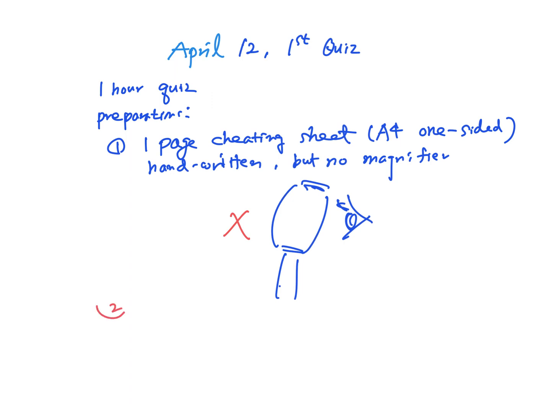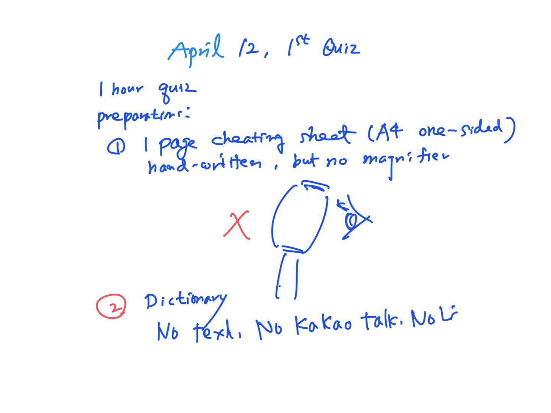And because all the problems are going to be in English, you can bring a dictionary. But it's very tricky. You cannot use text. No text, no KakaoTalk, what's the spelling of Kakao? I think Kakao. So no Line, whatever. So you can actually use your cellular phone or mobile phone for a dictionary, right? You have an app, but you cannot communicate with your fellow students using text.